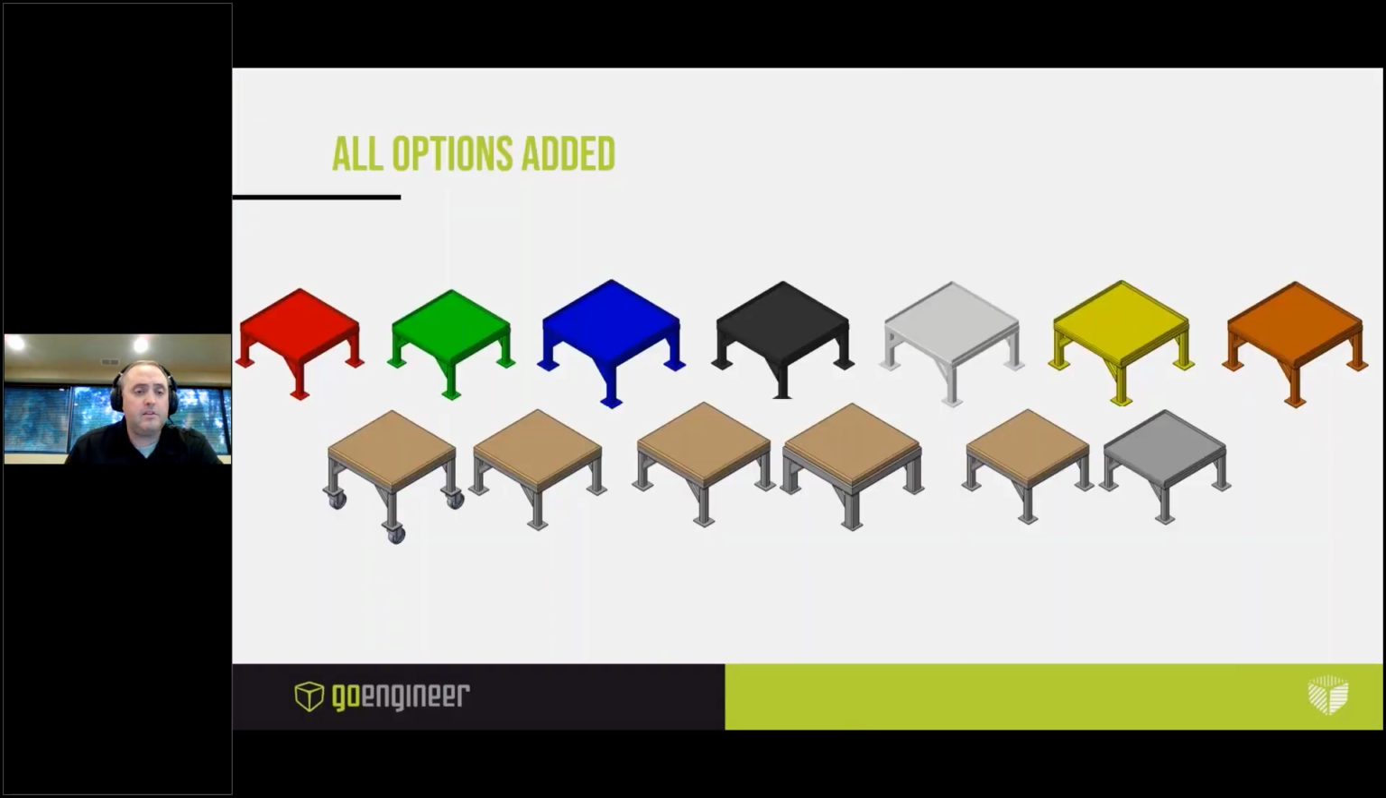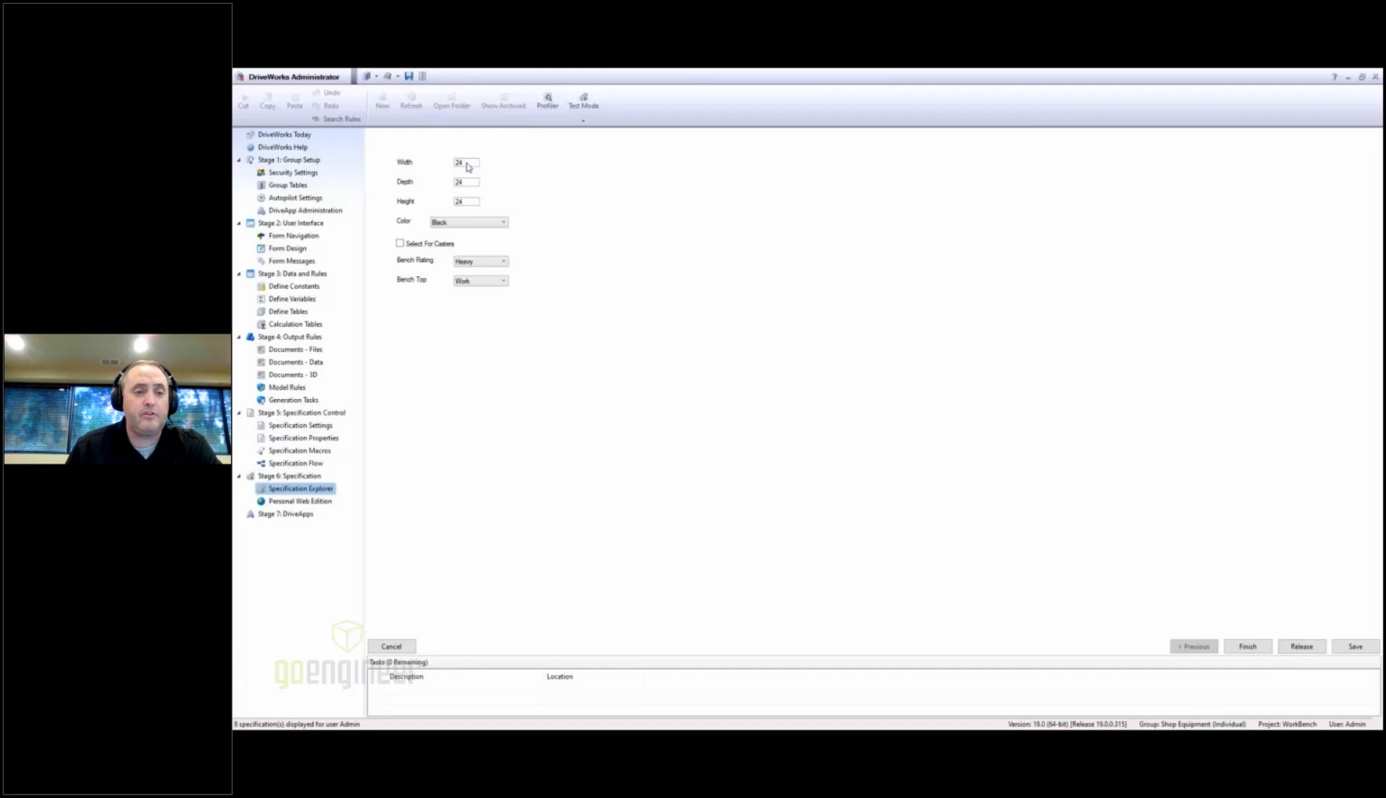So here we are, all set, all options are added. We're ready for all these different option combinations. So let's go ahead and enter some values here. And I'm going to intentionally use our maximum sizes here. So I'm going to go to a width of 60, a depth of 36, and a height of 48.